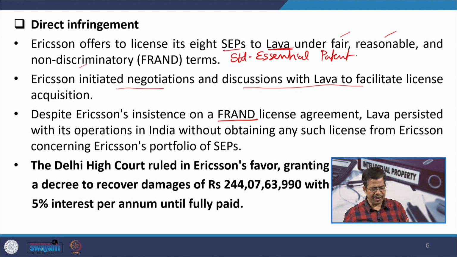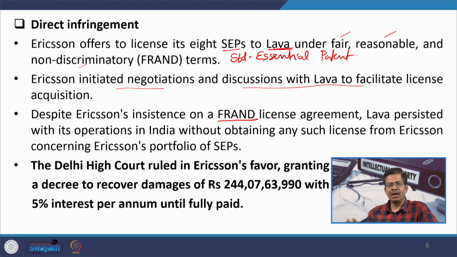Otherwise, it is very difficult for users to purchase those products because of the IP royalty issues. So, Ericsson said to Lava that okay, we are ready to give you these particular 8 SEPs on FRAND terms, you please sign the agreement. But Lava did not agree with Ericsson's offer, and without taking any kind of license agreement with Ericsson, they continued using these products. Then Ericsson had to go to the court.